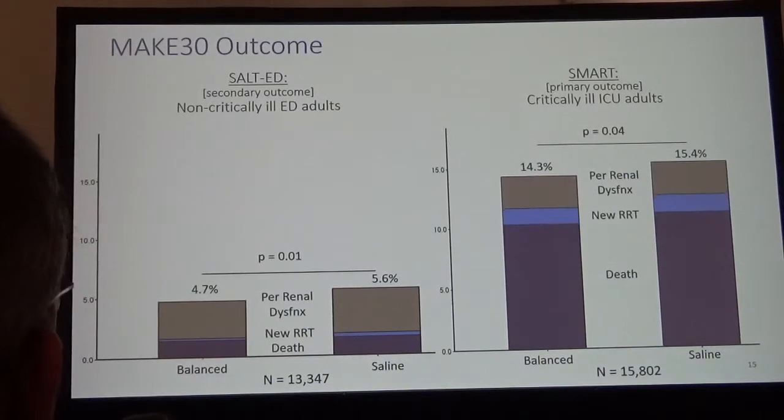In the critically ill ICU patients, similarly, we saw about a 1% absolute difference in this MAKE-30 outcome, 14.3% in the balanced group versus 15.4% in the saline.